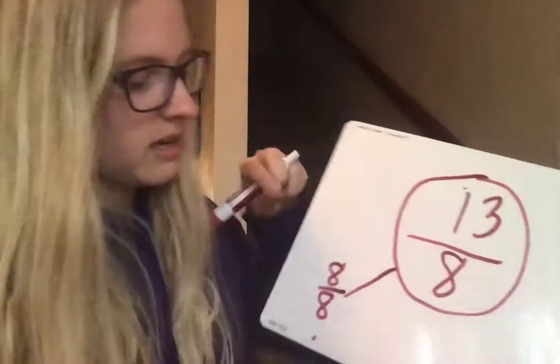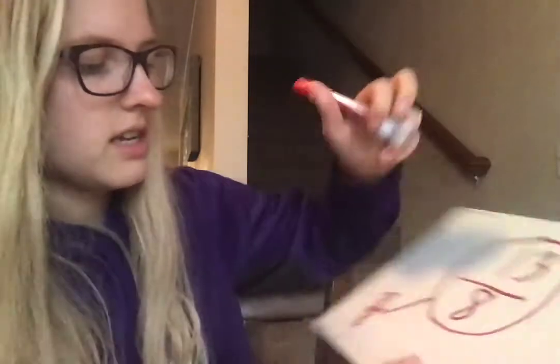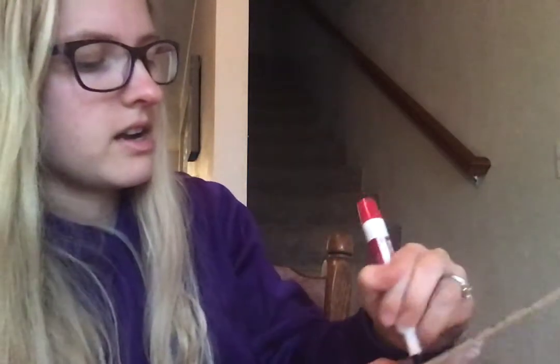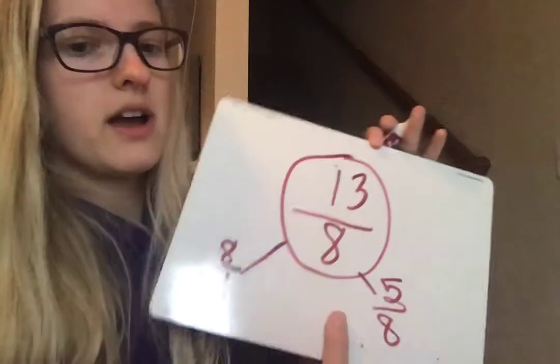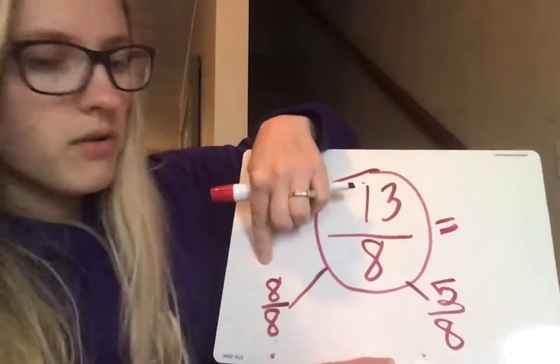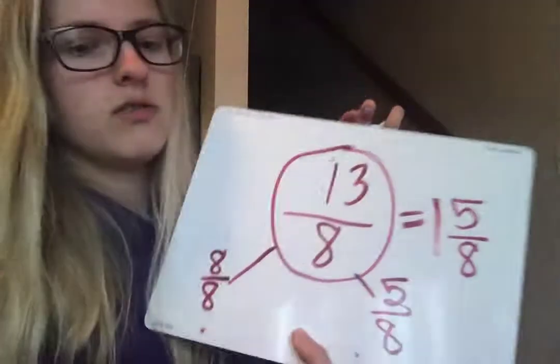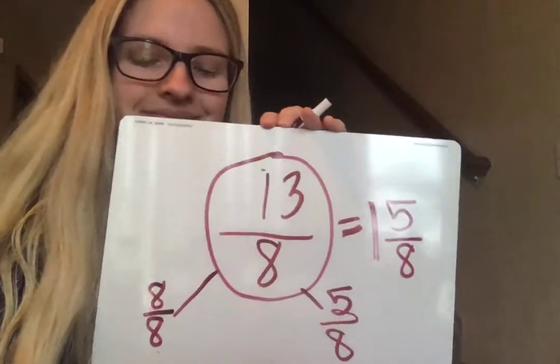So now I have to see, well, what is 13 minus 8? 8, 9, 10, 11, 12, 13. That is 5/8. So my new fraction will be 1 whole and 5/8. So it will be written like this. So here is my new fraction.